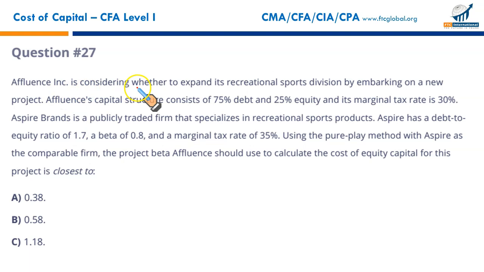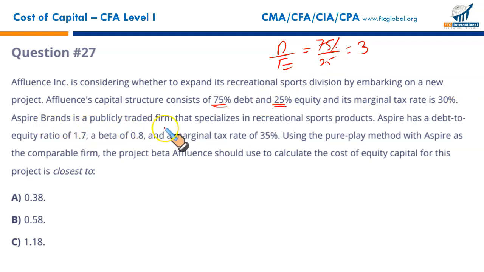Affluence Incorporated is considering whether to expand its recreational sports division by embarking on a new project. Affluence's capital structure consists of 75% debt and 25% equity. This project definitely involves levering and unlevering. So let us first calculate debt to equity ratio. Debt is 75, quite high, 3 times your equity. So debt to equity is 3. And the marginal tax rate is 30%.